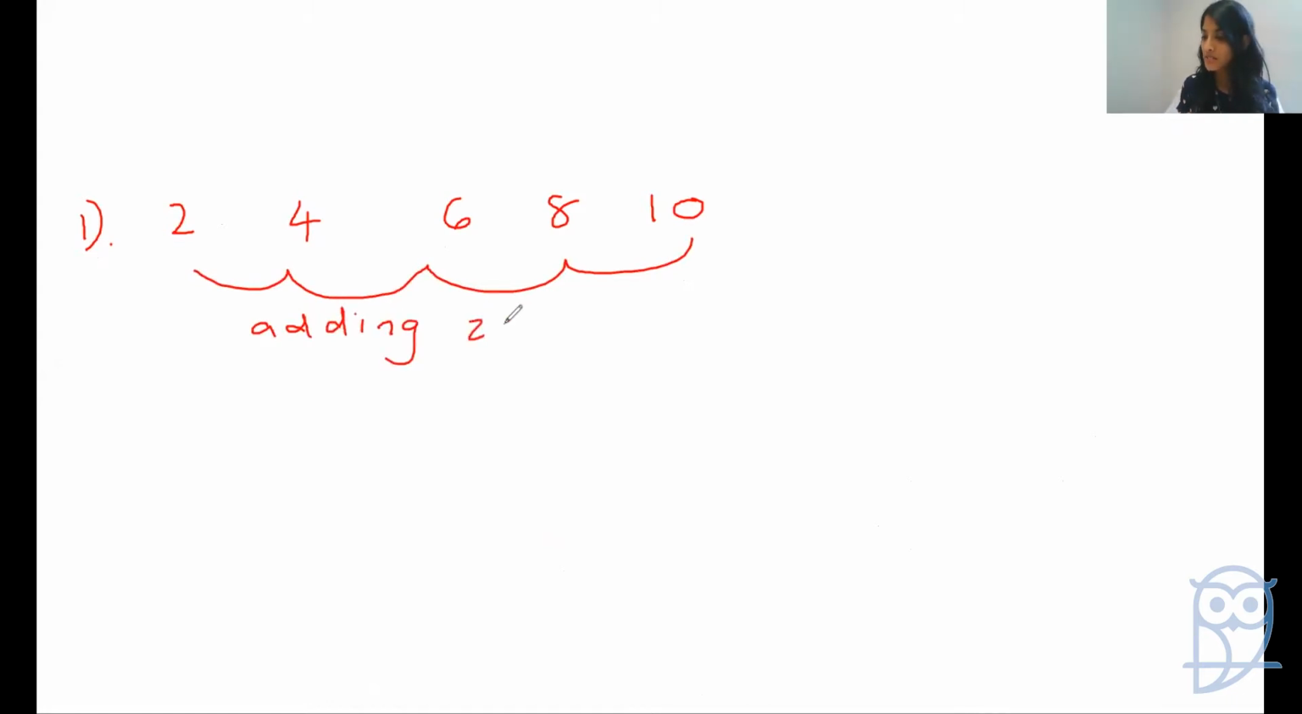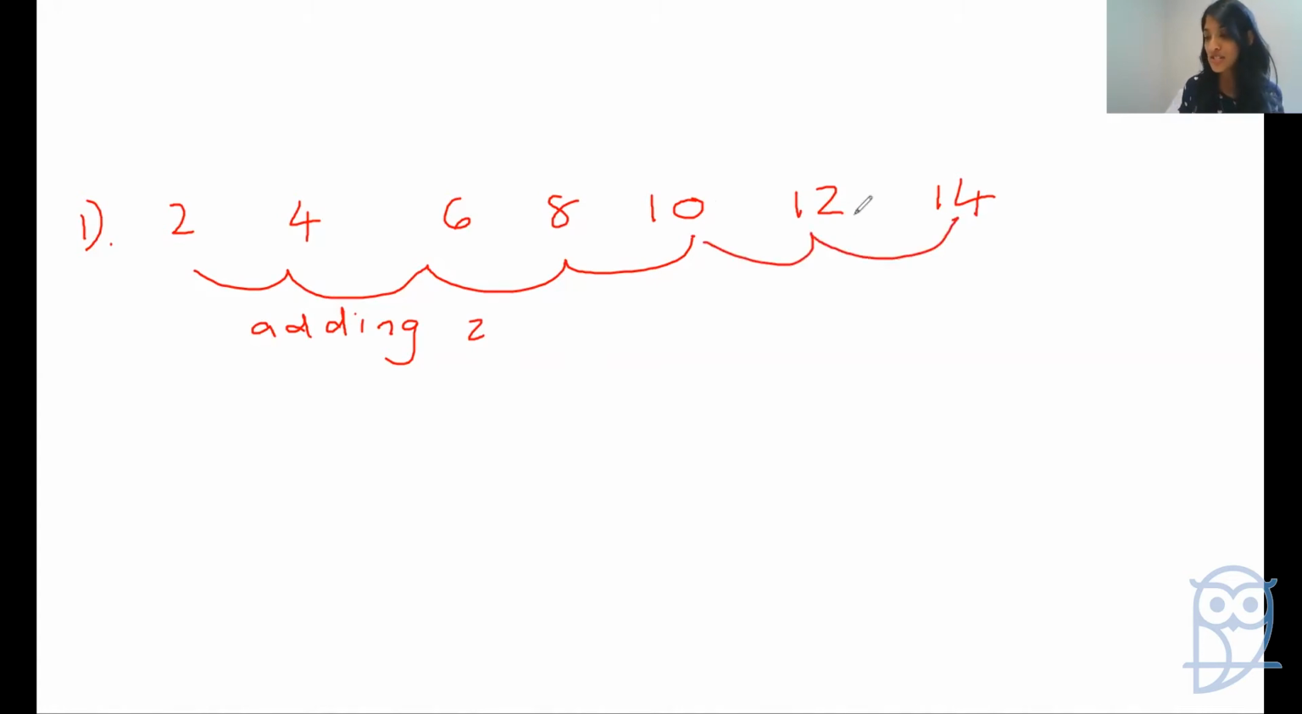Okay, part B says write down the next 2 terms of the sequence. The next 2 terms will be, if we are adding 2, the next 2 numbers will be 12 and 14. So 2, 4, 6, 8, 10, 12, 14. Okay, so that will be the next 2 terms for the sequence.